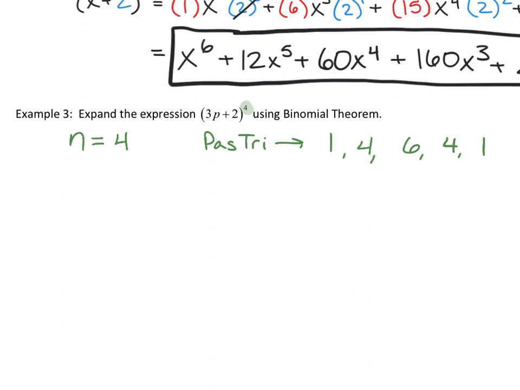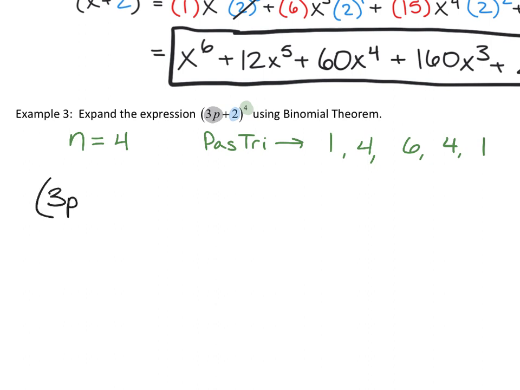Great. Those are going to be the numbers that start every term. They're my combination numbers. They come from Pascal's triangle, but they're the combination numbers. But this time, do you notice that our first thing is not just simply an x? It's a 3p. So the thing that's going to be decreasing every time is 3p. What's the thing that's going to be increasing every time? 2. Okay, let's put it all together slowly.